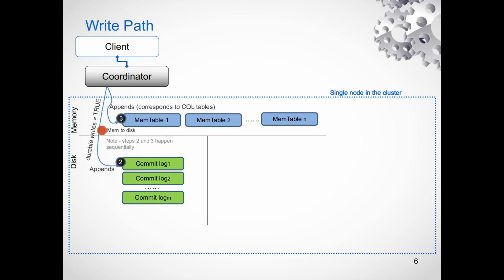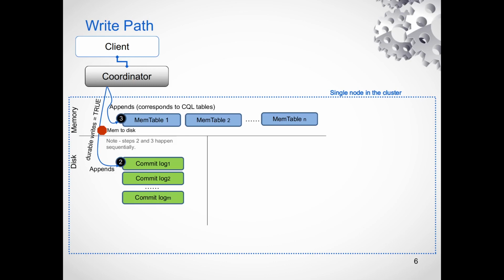So the first thing it does is append it into the commit log. I do know it says number 2 and number 3. You might be wondering what happened to number 1. I'm going to come to that. So it appends to the commit log, and then it also puts it in the memtable.